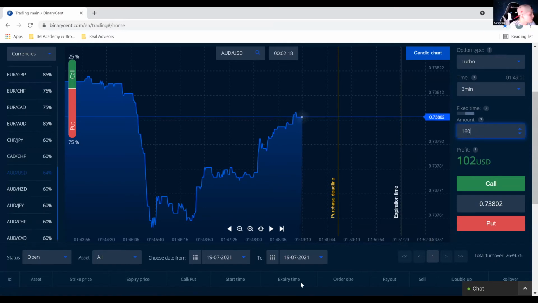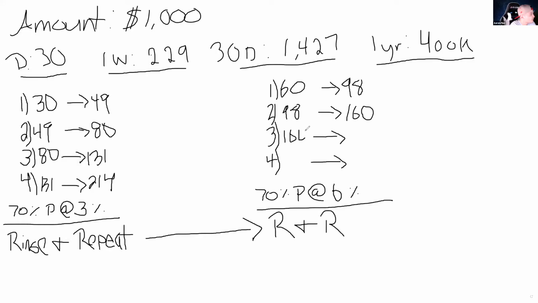$160 plus 102, 262. I don't need to do that math. So our third trade becomes $262, you guys. $262. Guess what that means? You pay off your subscription just in one day. One day out of 3 trades compared to 4 trades.